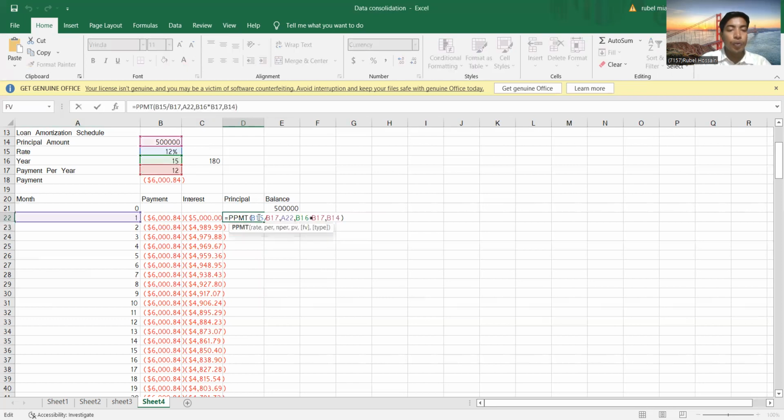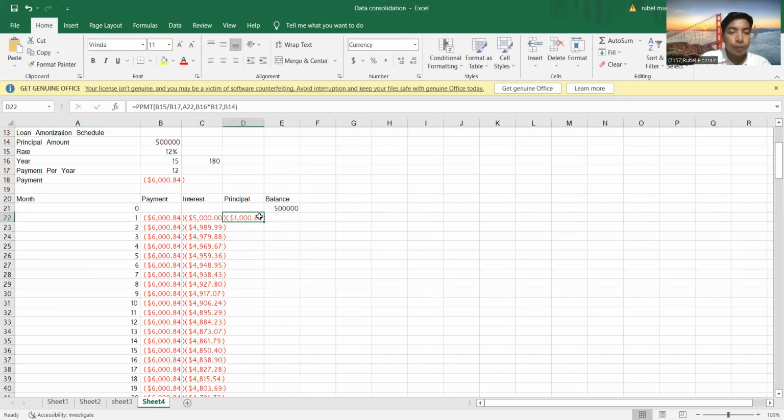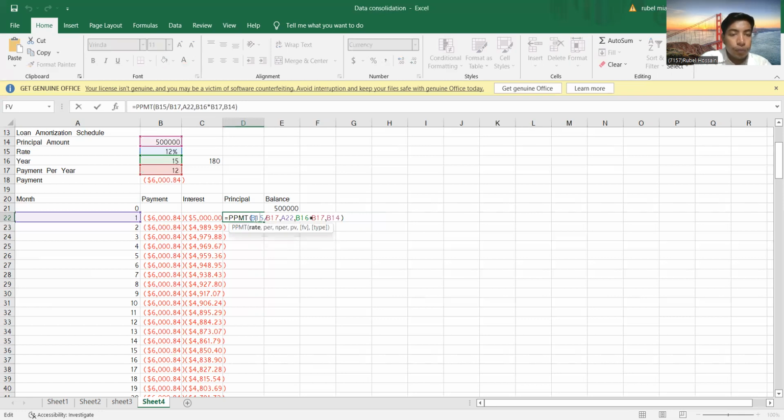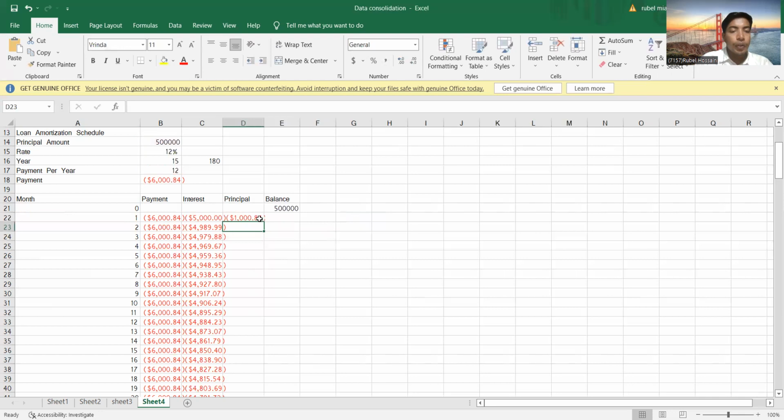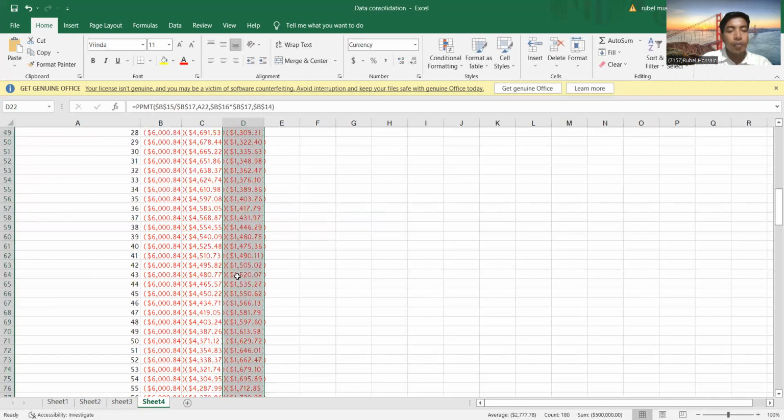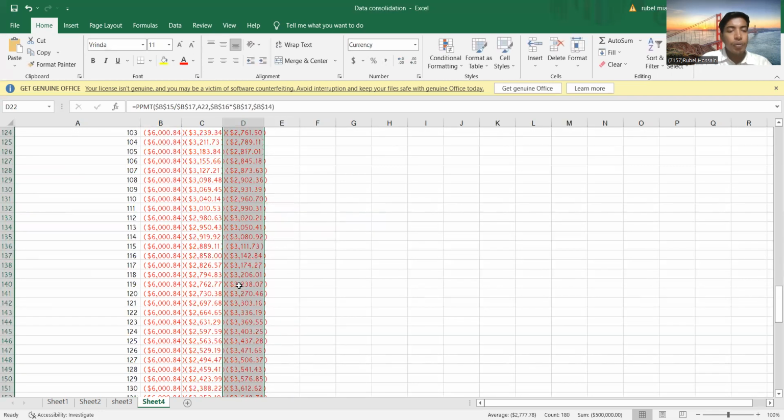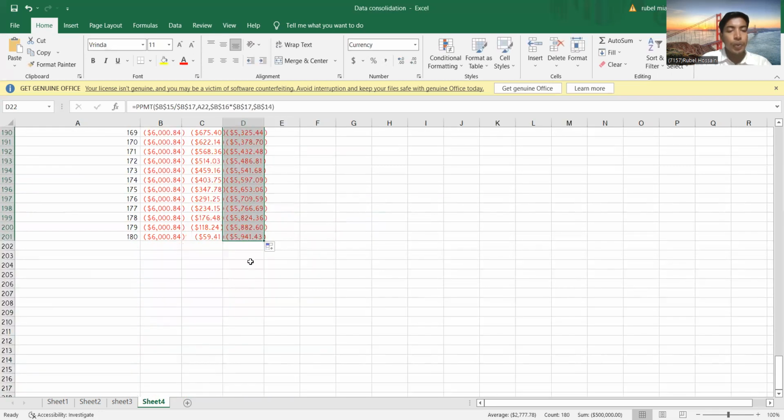For the rest of the months, what will it be? Then freeze it, freeze, but we don't freeze the per option because the amount will change. Then double click here, and you can easily see that the principal amount is changing.